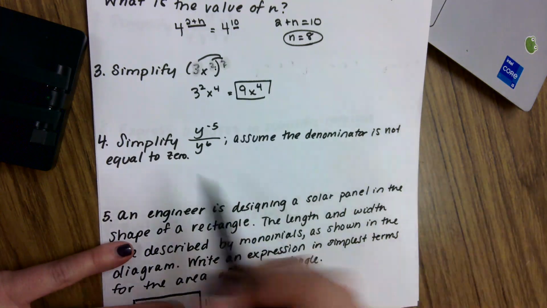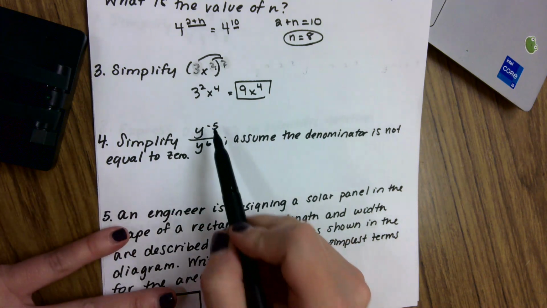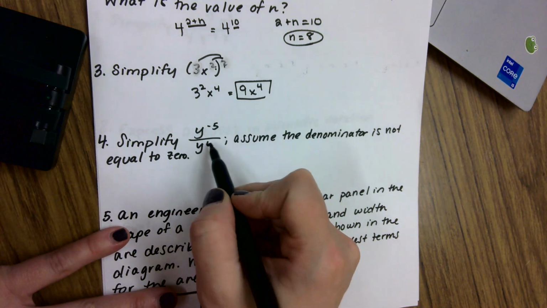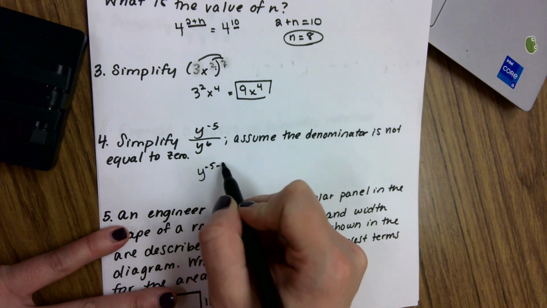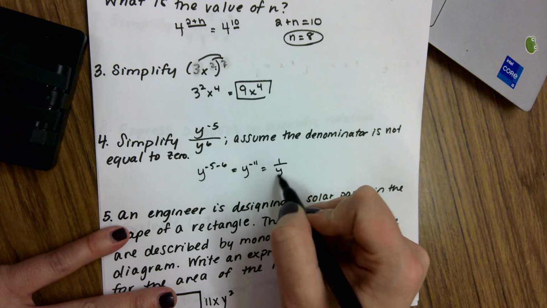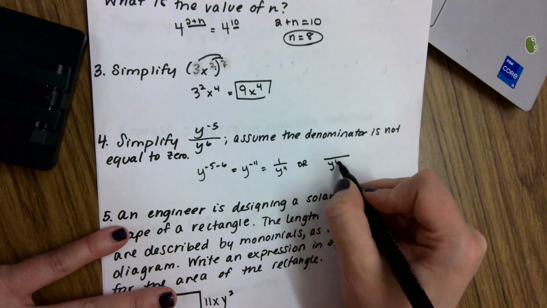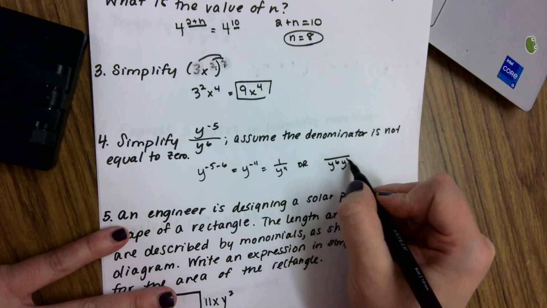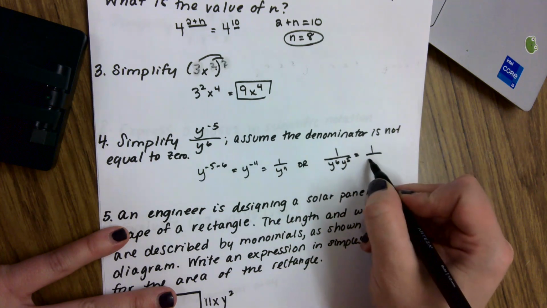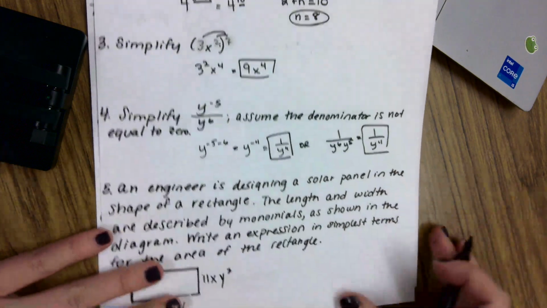Number 4, they ask you to simplify. So if it's negative, it needs to be moved. So you could subtract here and say -5 minus 6, and then say y to the -11th, which then needs to be moved. Or what you could have done is said, all right, y to the 6th is positive, move y to the 5th, and then it'd be 1 over y to the 11th. Either way, you're going to get the same answer.